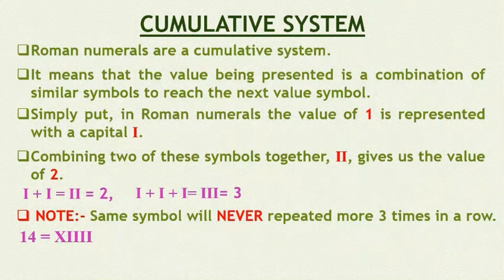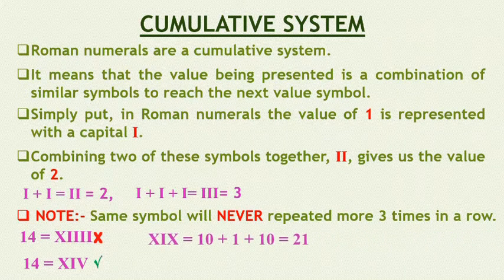14 equals to X and 4 I's? I don't think it is correct. I think it is wrong. Because as you can see above, the same symbol can never be repeated more than 3 times in a row. We know that, right? How can there be 4 I's? It's wrong, right? The correct is XIV because there's no symbol repeated more than 3 times. So it's correct.